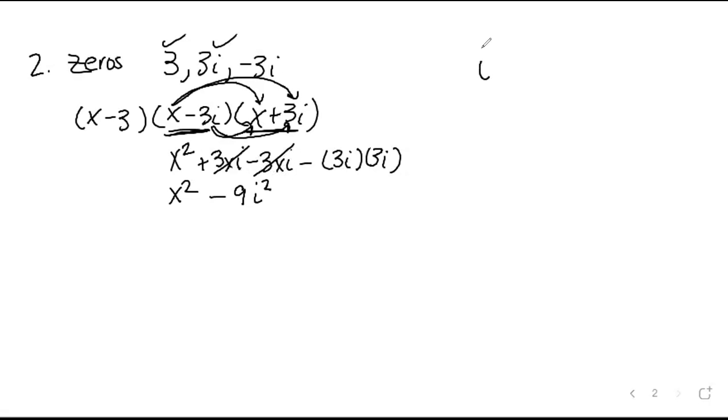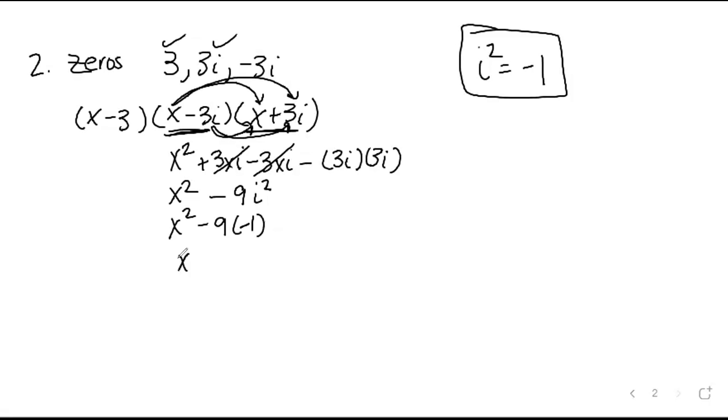Do y'all remember what i squared is from last week? Negative 1. i squared is negative 1. So this really means 9 times negative 1, which is going to be x squared plus 9 instead of x squared minus 9. I can't forget about my x minus 3 that I had in the front.